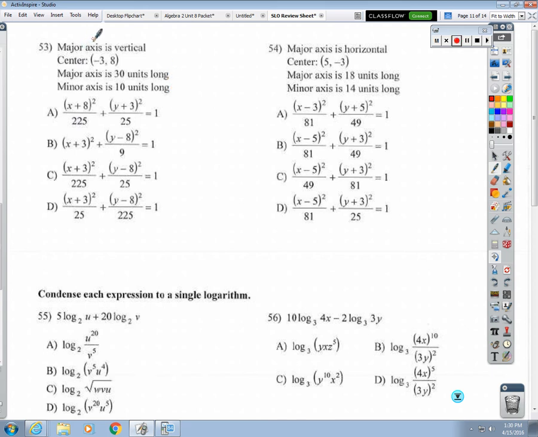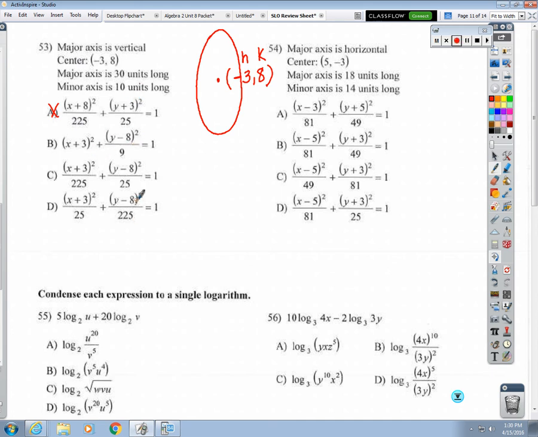Okay, if the major axis is vertical, what will the ellipse look like? Right, it'll look something like this. Okay? Now, the center is -3/8. And remember, the center is your H and your K. In the formula, where does H go? With the X or the Y? Correct. So, that rules out which answer choice? A. They have them flip-flop. They have the 8 with the X, and the 8 should be with the Y.